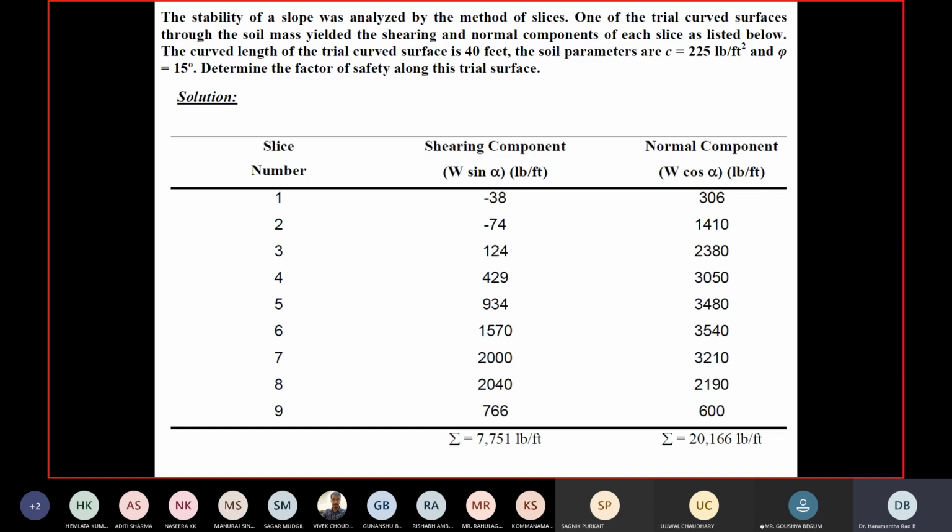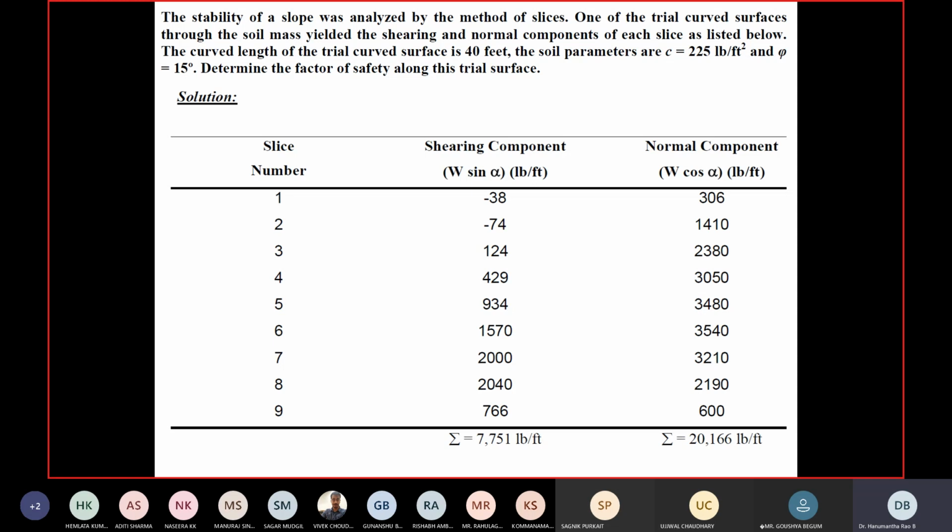So now here, for your simple understanding, a slope has been divided into 9 slices, and the shearing and normal components acting on each slice have been calculated and listed in this table. Okay, as you can see here, the shearing component and the normal component.